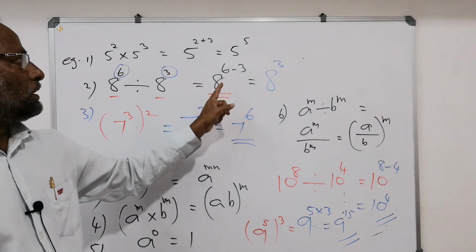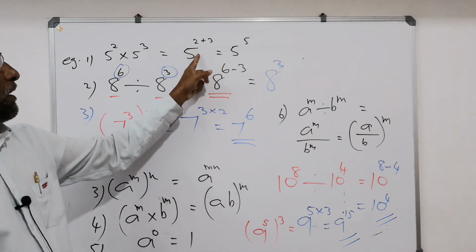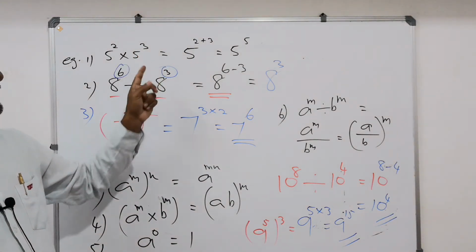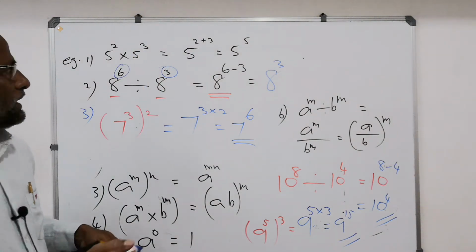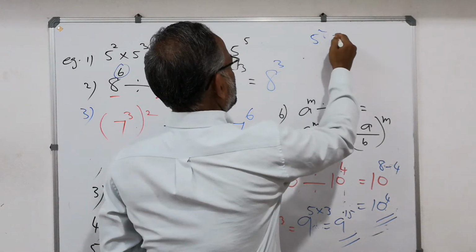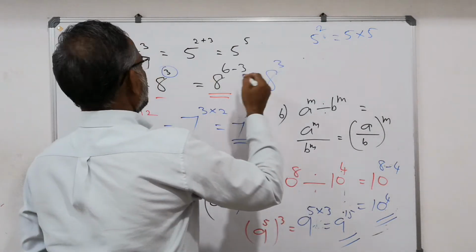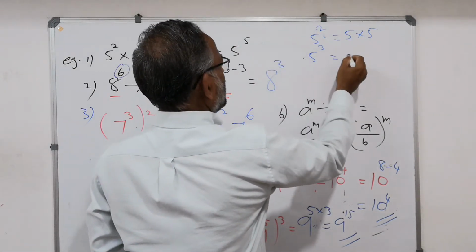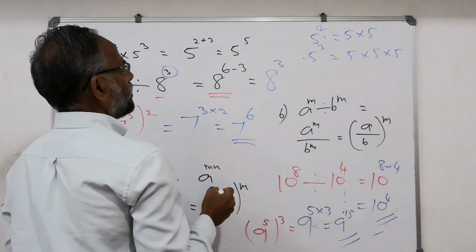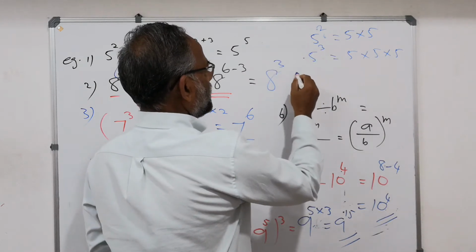I know many ask me, sir, multiplication, why don't we multiply? No, this is power notation: 5 to the power of 2 into 5 to the power of 3. My children, listen here. What is 5 square? 5 square means 5 into 5. Then what is 5 cube? That is 5 into 5 into 5. Now what we need? 5 square into 5 cube.